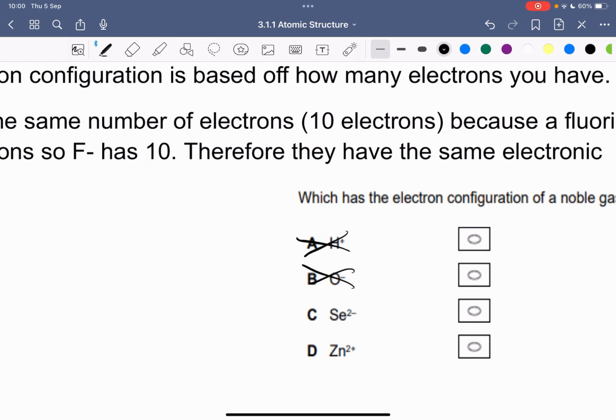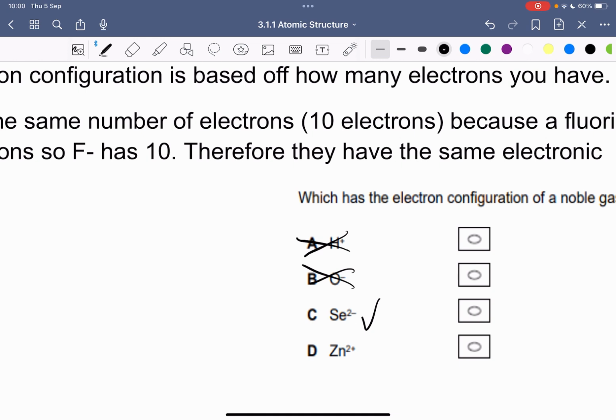Se2- has 34 electrons. Now if we add 2 electrons, it has 36. And this is the same number of electrons as krypton. So it would have the same electron configuration as krypton, which is a noble gas. So it looks like this is right.